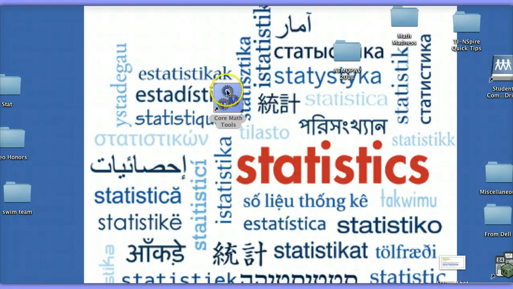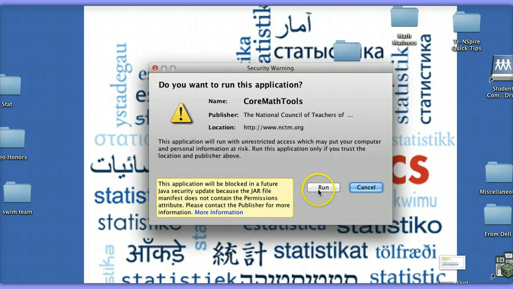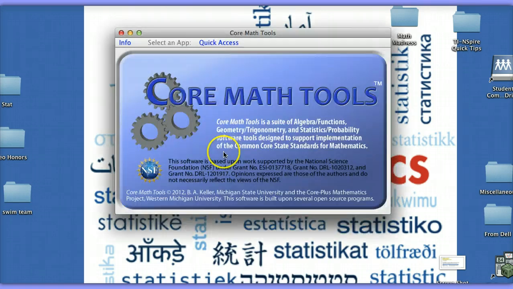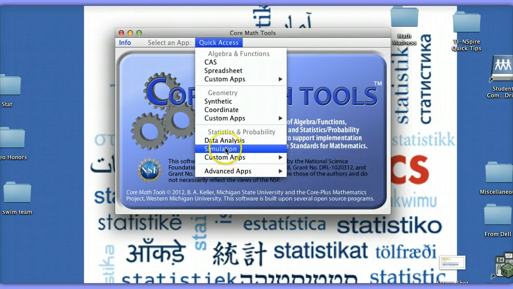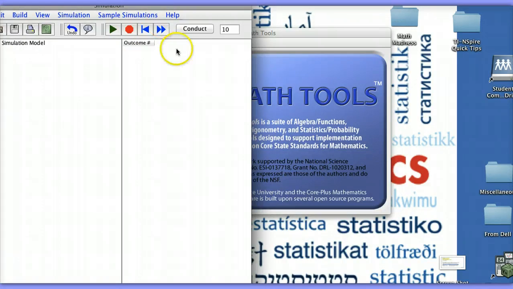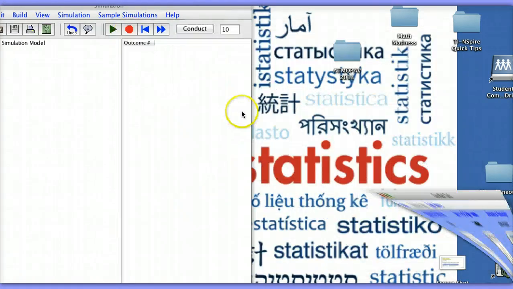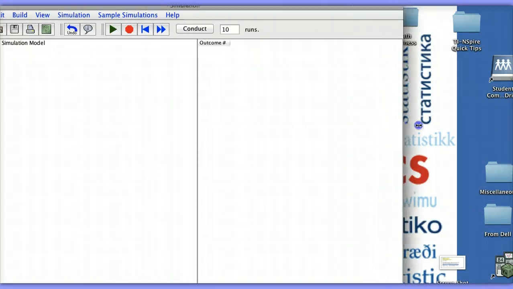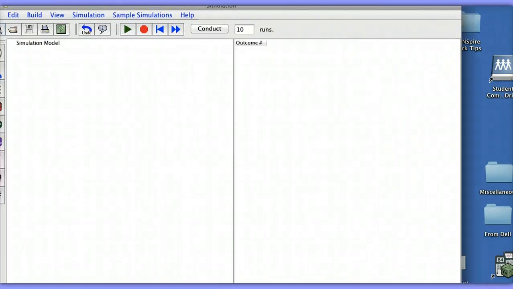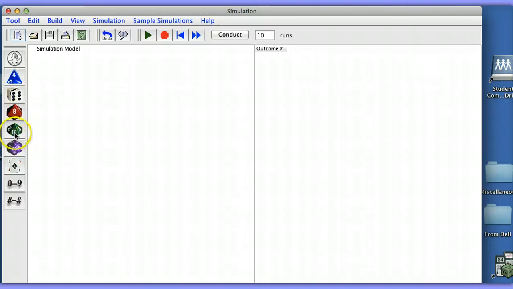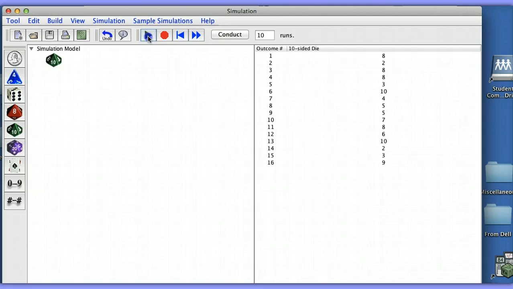So let's launch the core math tools, and we'll need to run Java to get the core math tools to work. And then when the screen comes up for quick access, I'm going to choose simulation. So in this particular problem, we have a 40% chance of picking someone with type A blood. So I am going to choose rolling a 10-sided die. And let's just step through by clicking start here and see what happens.